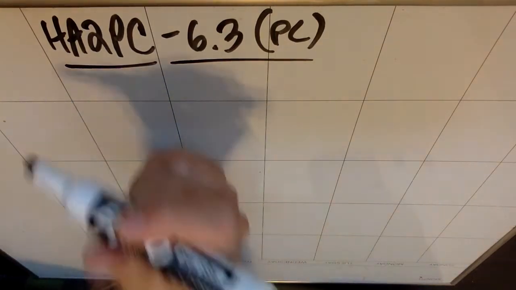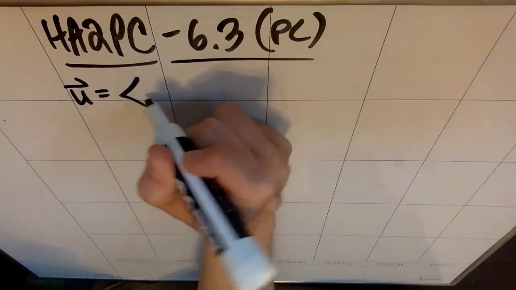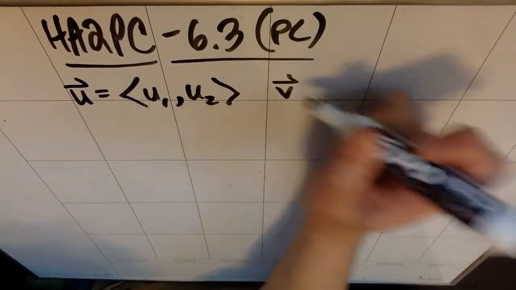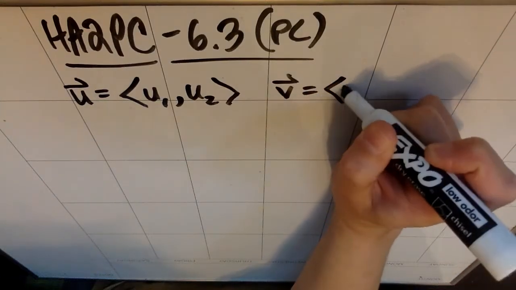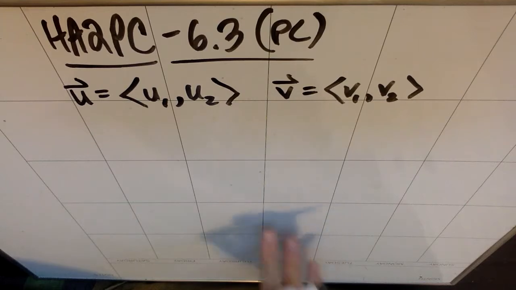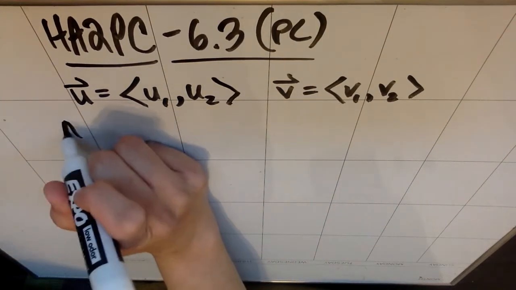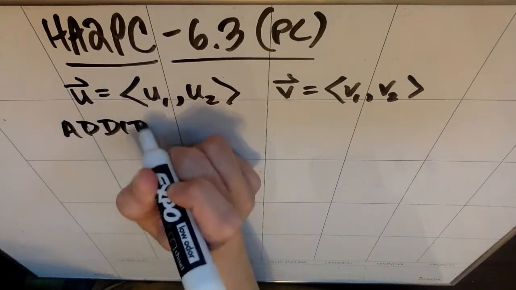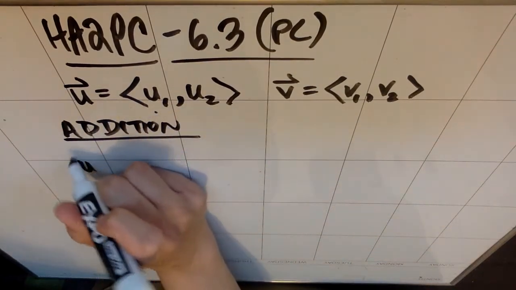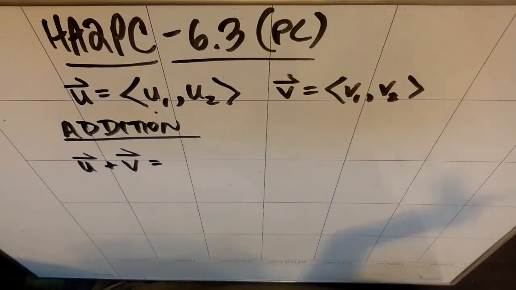So we're going to say let vector u be some vector with component form u sub 1 comma u sub 2, and we're going to let vector v be some vector with component form v sub 1 comma v sub 2. So let's first talk about addition of vectors. If I want to add u plus v, all I do is perform that operation on their individual components.